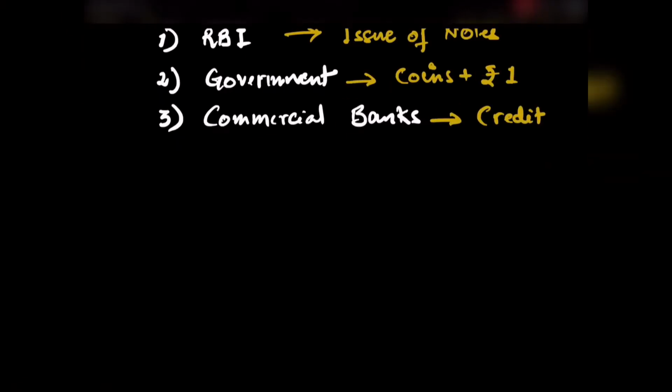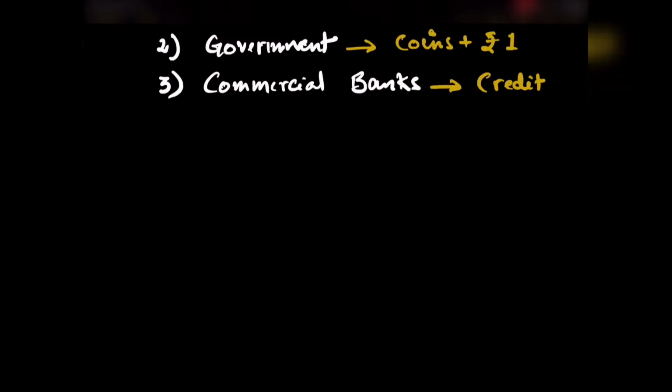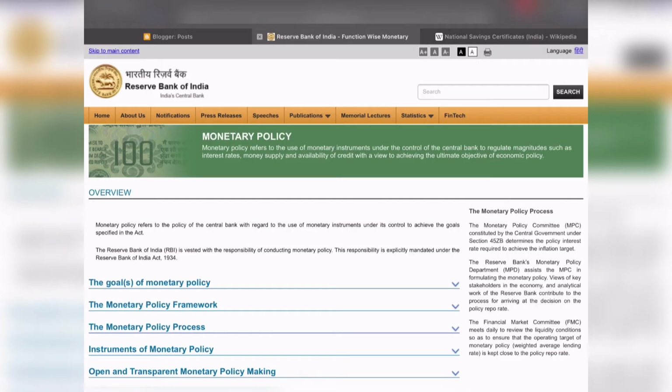And we have known that RBI is the regulator and the controller of credit in the economy. RBI is the authority which will look into the matter of credit creation by the commercial banks. And why does RBI do that? Let's have a look at the official website of the Reserve Bank of India.